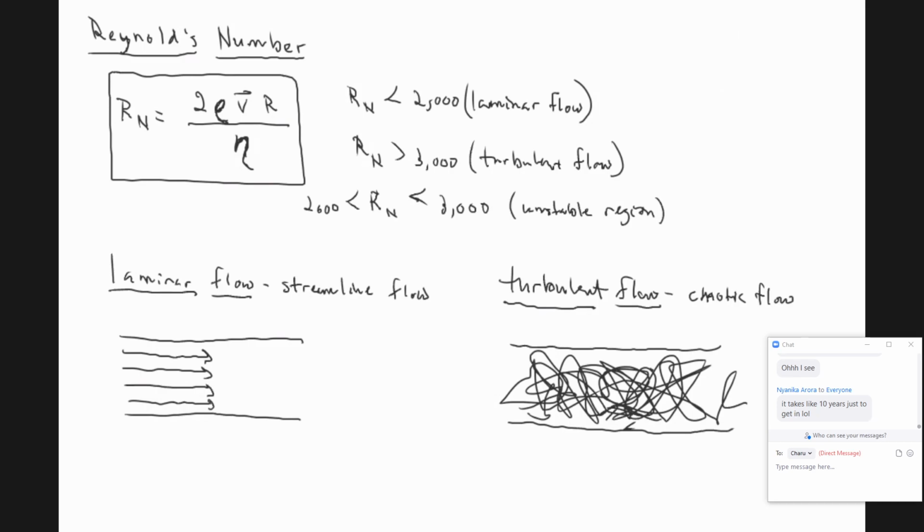Turbulent flow in real life, if you guys have ever gone water rafting, this is the white water part, right? This is class 3, class 4, class 5 rapids going on because all the molecules are moving every which way and they're colliding with each other, creating those air bubbles, which is why it's white, right?